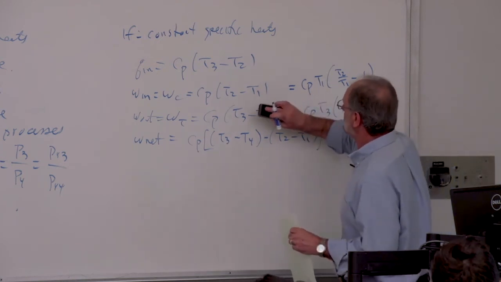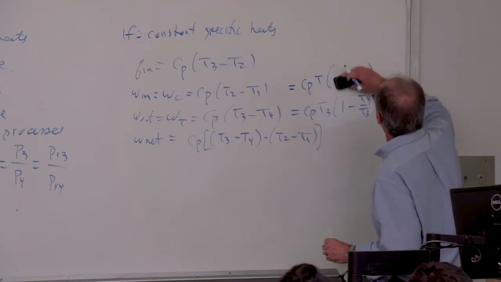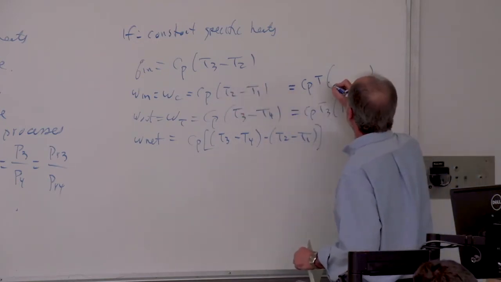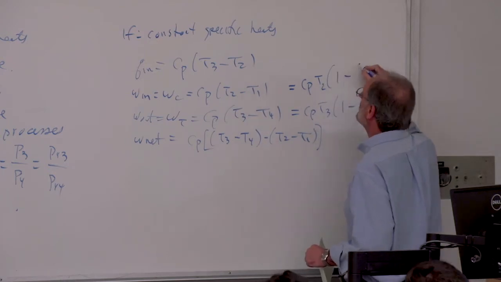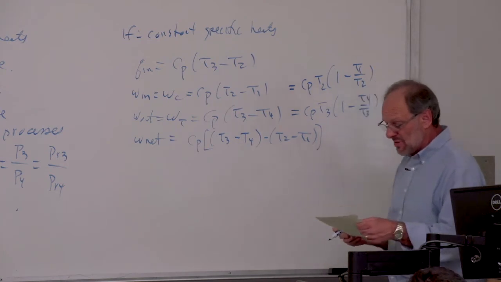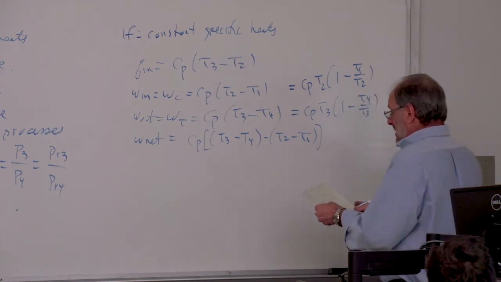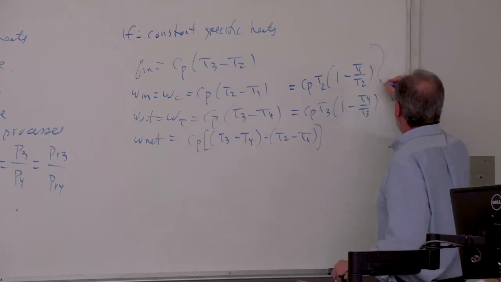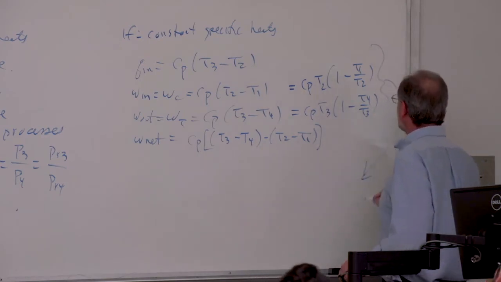I actually want to factor out a T2, not a T1, so let's just modify this compressor work term. So the T2 comes out, and then we have 1 minus T1 over T2. All right, so that's how it's supposed to be. Now, I'm just going to continue this little derivation below here.